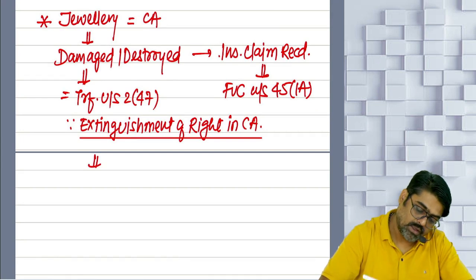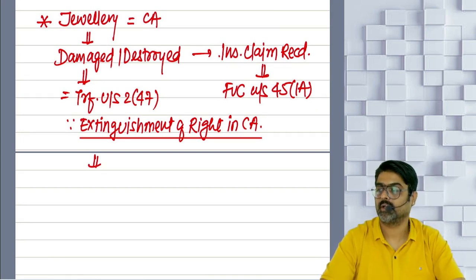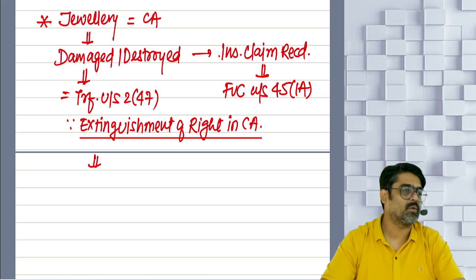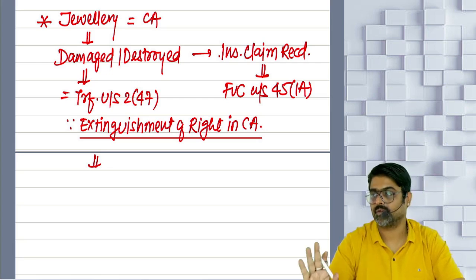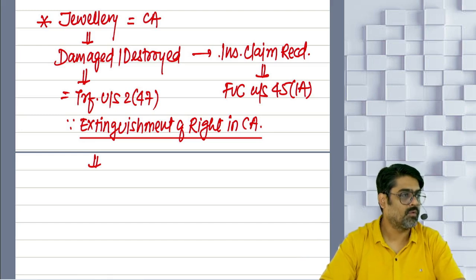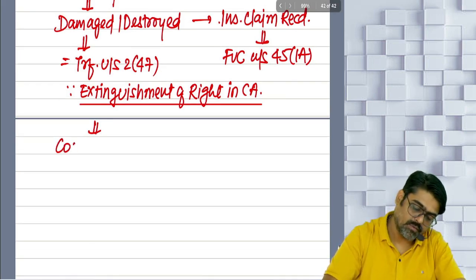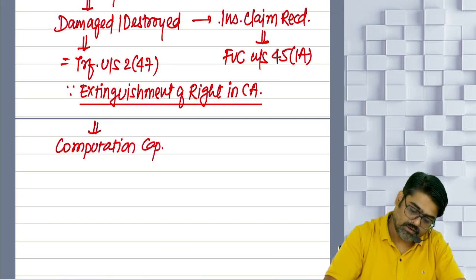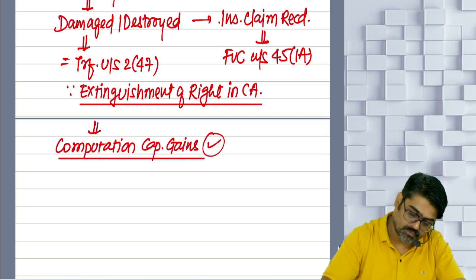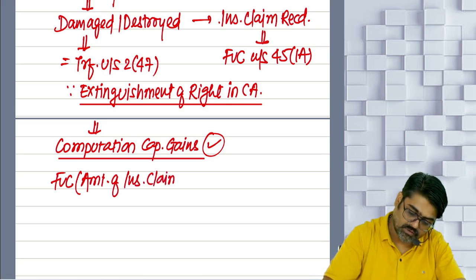Now, see, on the damage or destruction of a capital asset, if any insurance claim is received, capital gain is calculated under section 45(1)(a), if you remember that. Hello? And to calculate that capital gain, amount of insurance claim will be taken as full value of consideration. So computation of what? Capital gains will happen here. Done, sir? How to compute that capital gain? Full value of consideration, amount of insurance claim. How much is the amount of insurance claim?